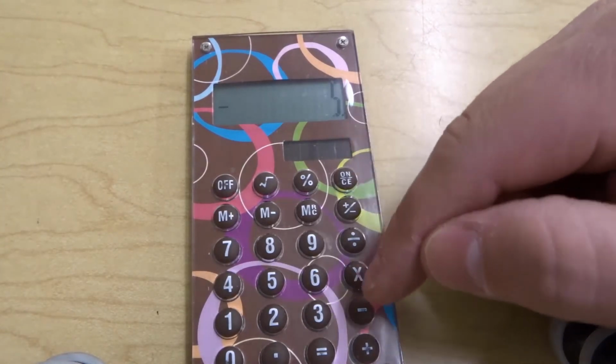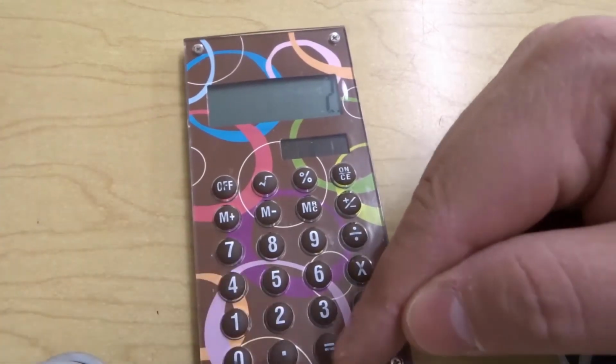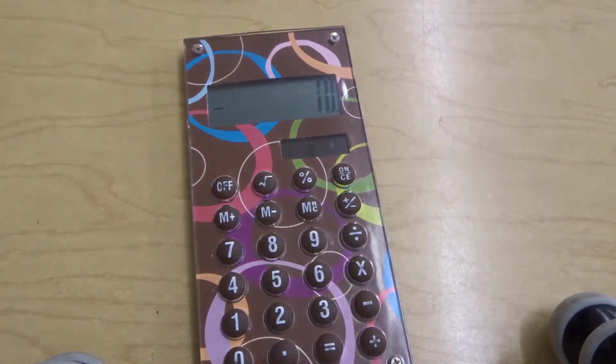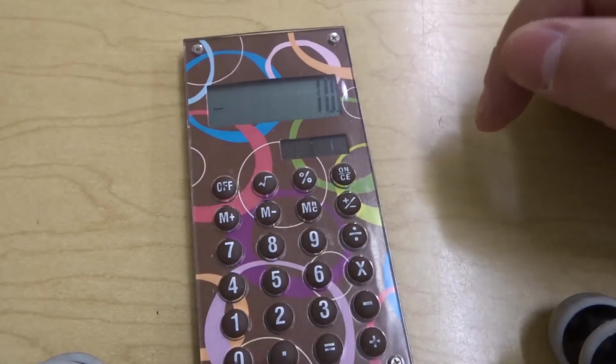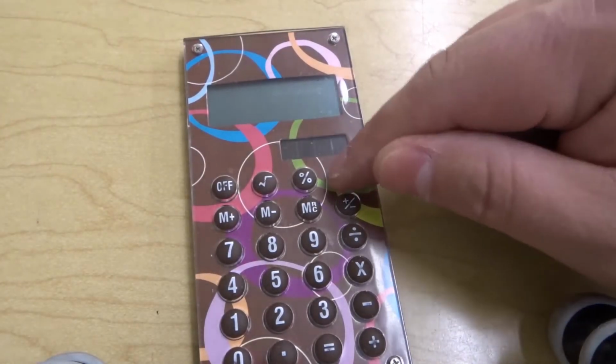So I could do -5 times 2, okay, equals -10, because now we're doing a positive times a negative, or I should say a negative times a positive, which is going to give us a negative answer. So that's what this button does over here. I'm going to clear that out of there.